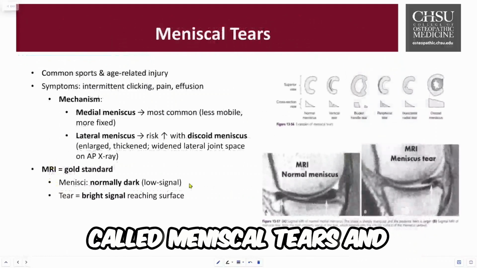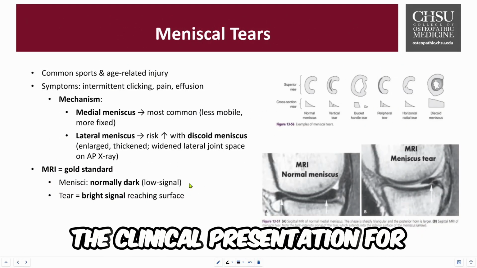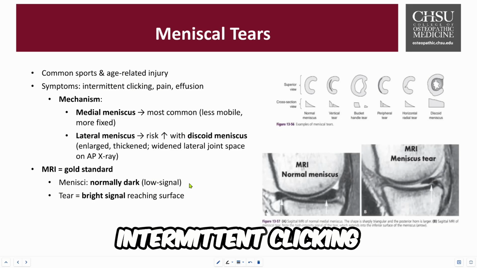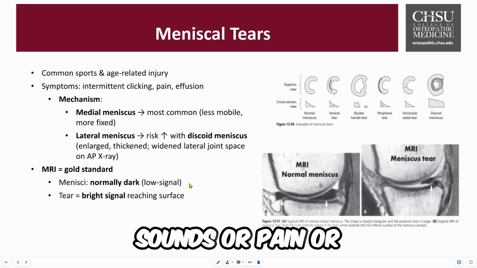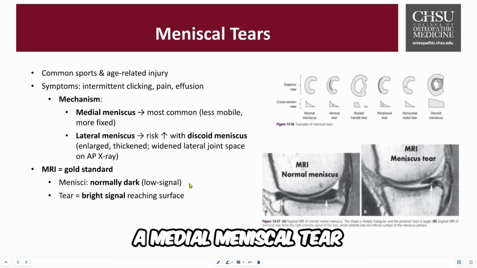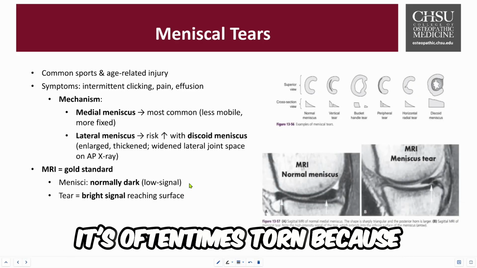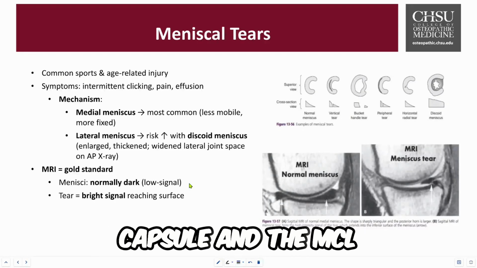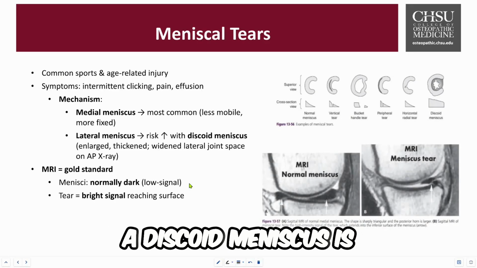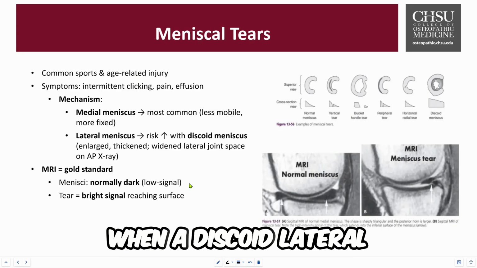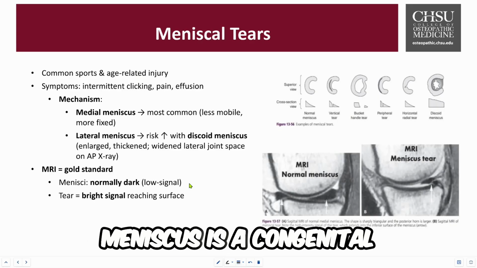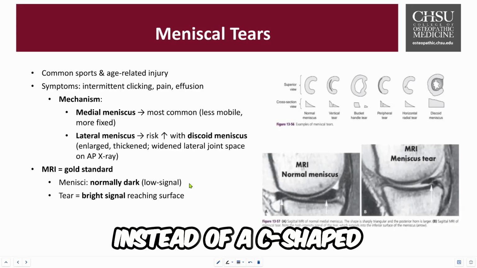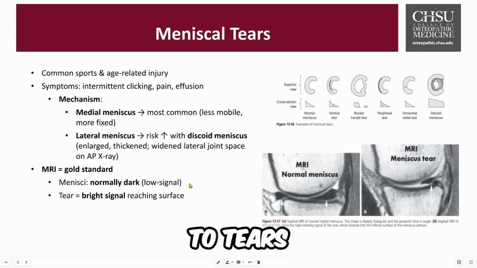The next one is called meniscal tears, and in the clinical presentation patients will often come in with intermittent clicking sounds or pain or even effusion. The most common tear is the medial meniscal tear, and it's oftentimes torn because it's a little bit less mobile and more firmly attached to the capsule and the MCL. A discoid lateral meniscus is a congenital variant where the meniscus is more round instead of C-shaped, and this is also more prone to tears.